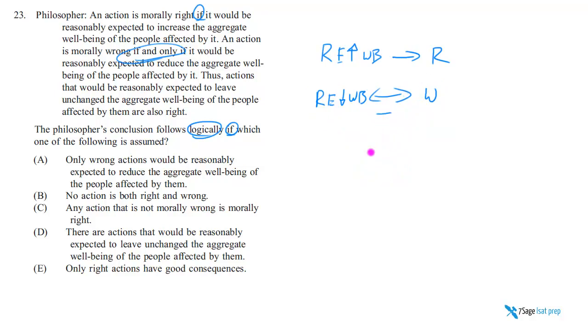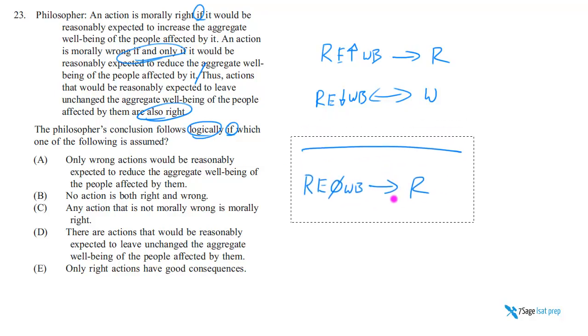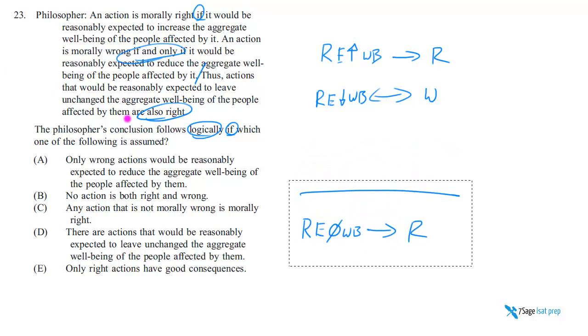It's just equivalence. So anyway, from these premises, we conclude thus actions that would be reasonably expected to leave unchanged the aggregate well-being of people are also right. Okay, so if you reasonably expect to leave unchanged the well-being, how do I represent unchanged? I don't know. Let's just do this: do nothing to the well-being. Then that's also right. Well, how can we do that? Because as it stands, this argument doesn't make any sense. I'm going to move the conclusion down a little bit.